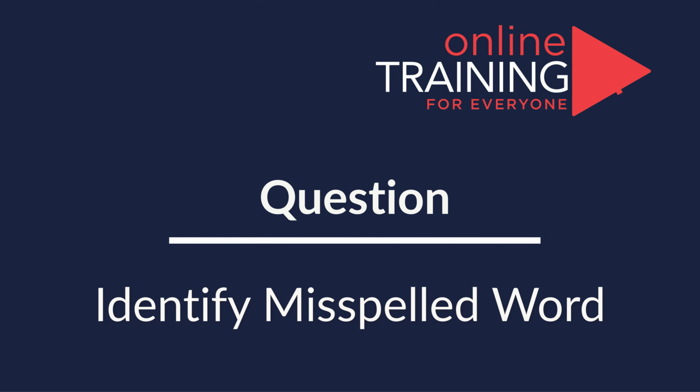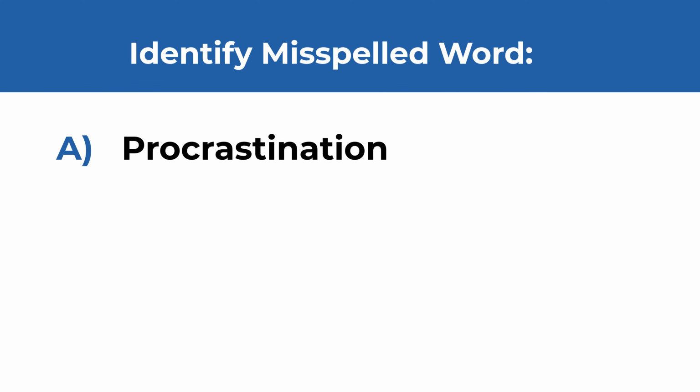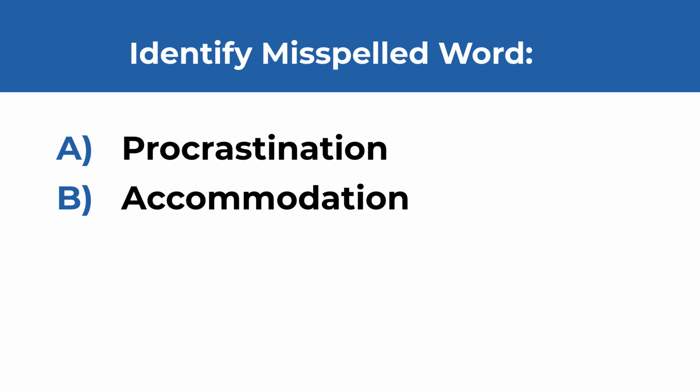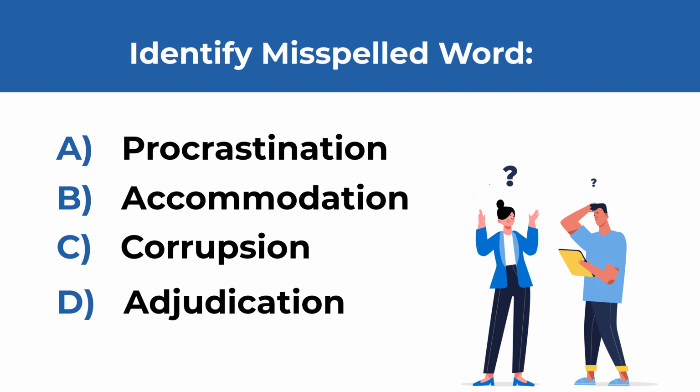Here's the test question where you presented with 4 different words, and you need to identify the word which is misspelled. The first word you see on the screen is procrastination. The second is accommodation. Third one is corruption. And the fourth one is adjudication. Please take a close look to see if you can see the word which is misspelled.